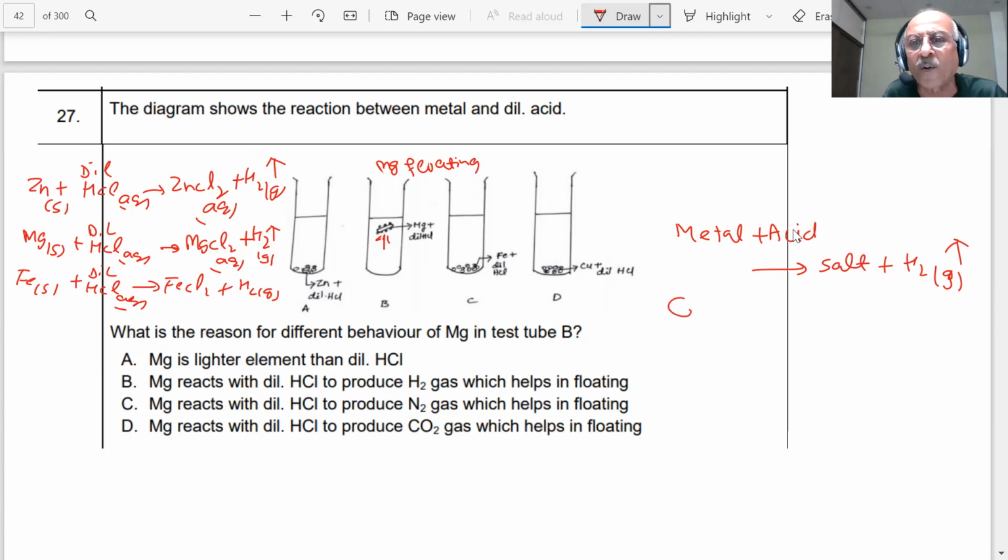Copper, you know, is less reactive than hydrogen. Copper plus dilute HCl, no reaction takes place. Copper is below hydrogen in the reactivity series. Now let us see the question.